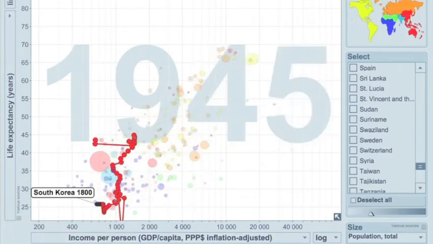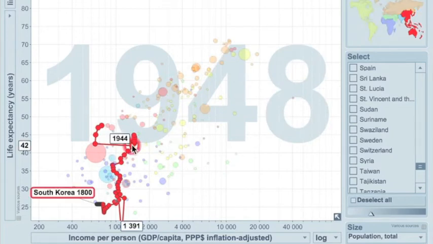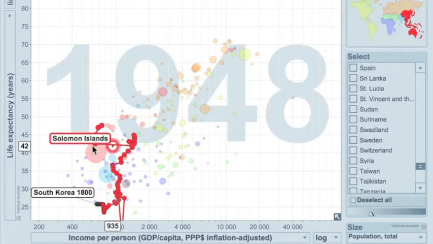Okay, and then there's a major dip in income per person in 1944, and that's due to the fact that Korea was still a state of Japan, so they had to finance some of their war costs in World War II. So that's this dip here in income per person.